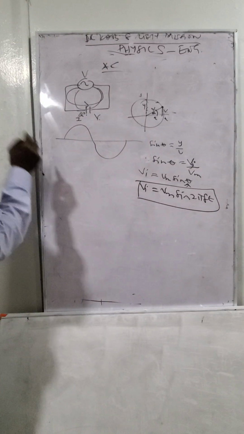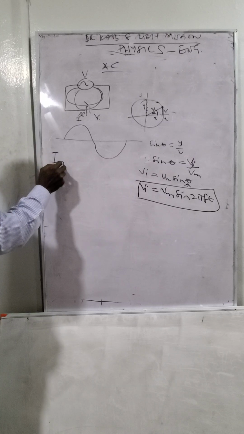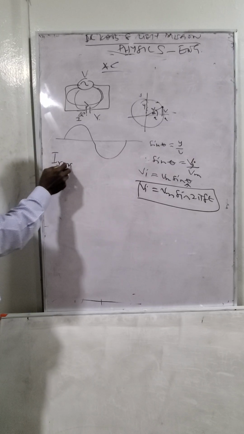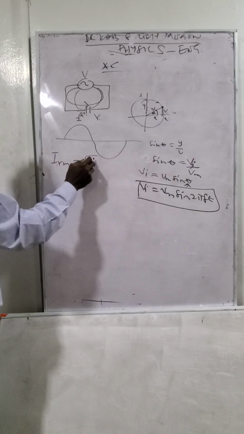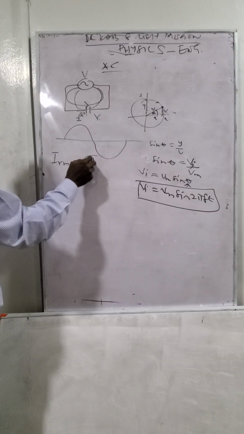Now first of all, get these values in AC as well. This RMS means the root mean square, and it is equal to the square root of the current.